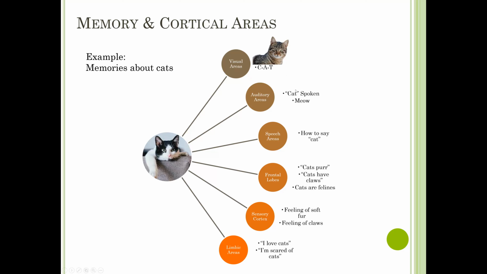Your auditory areas will remember what cat sounds like spoken aloud, what a meow sounds like, what a purr sounds like. Your speech areas will have memories related to how to say cat. Your frontal lobes, which is where your factual information is stored, will have the memories like, I know that cats purr, I know that cats have claws, I know that cats are animals called felines. Factual information would be in the frontal lobes. Your sensory cortex would store memories like the feeling of the soft cat fur, the feelings of claws along your skin. And then limbic areas can store emotional memories like, oh, I love cats, or ooh, I'm scared of cats. Right? So specific memories are actually stored in different cortical areas.